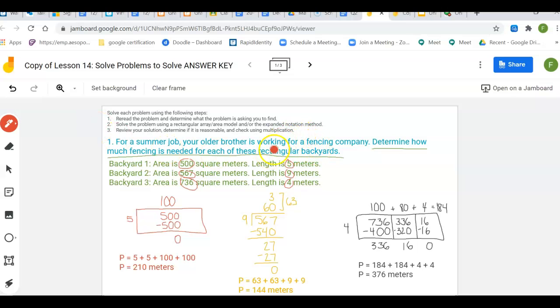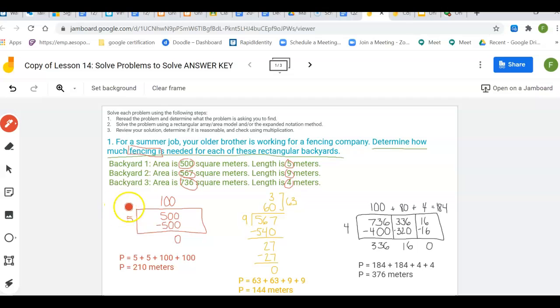And it's important to note that we're determining how much fencing is needed. So the fence, remember, is going to be the outside part of a structure. So the fence is the outside. So the fencing is going to be the perimeter and not the exterior. And we have to remember, how do we determine perimeter? We determine perimeter by adding up all of the sides. So we determine the perimeter by adding up the length plus the length plus the width, adding them all up. But we've got some missing sides that we need to determine.